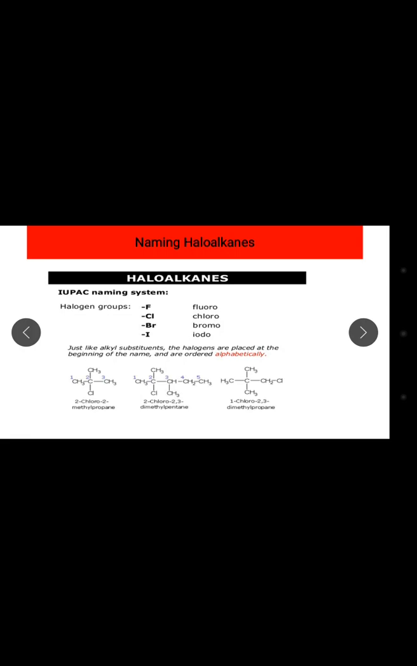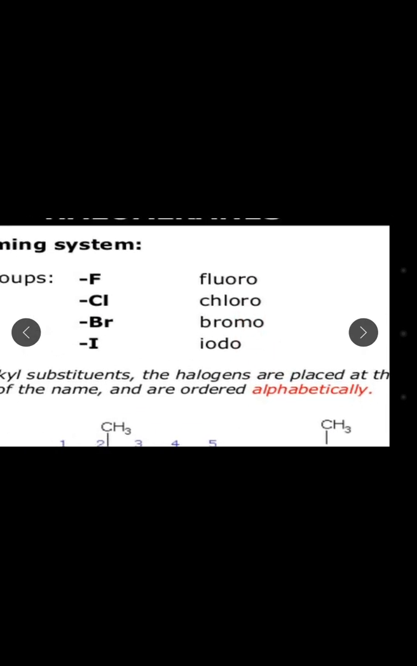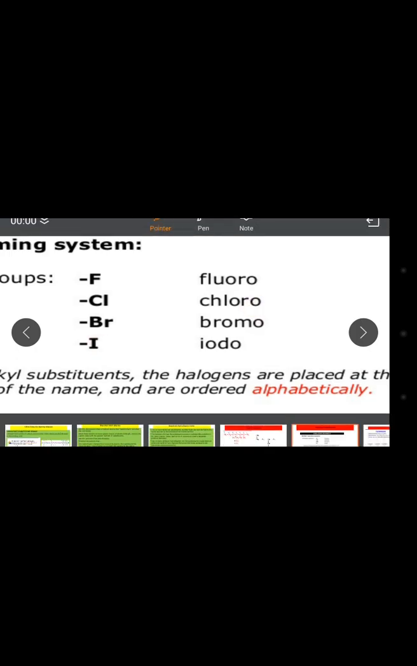Now, there are some alkanes called haloalkanes. Halo from the word halogen: your chlorine, fluorine, bromine, and iodine. At times, in an alkane we have this halogen as a substituent. Now, when you have fluorine on your alkane, you don't call it fluorine. The name becomes fluoro. Chlorine becomes chloro. Bromine becomes bromo, and iodine becomes iodo.